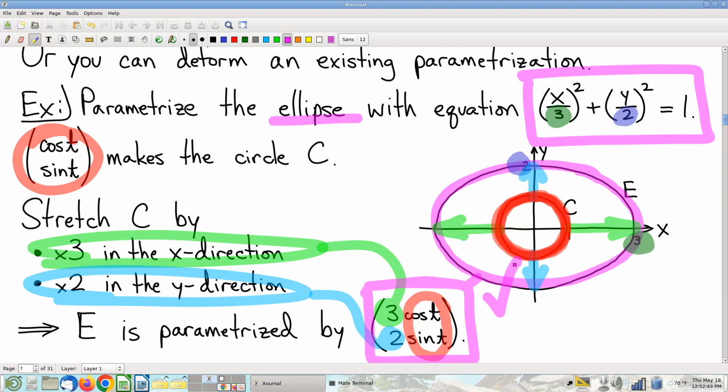What do you think? Anybody see the idea there? It's always going to be a little different. It won't always be that you're starting with a circle. It won't always be that you're stretching. You might be shifting, or it might be a combination. You might be stretching and then shifting, what have you. But the main idea is to take a parameterization you have, identify what needs to be done to it to get the thing you want to parameterize, and then go ahead.